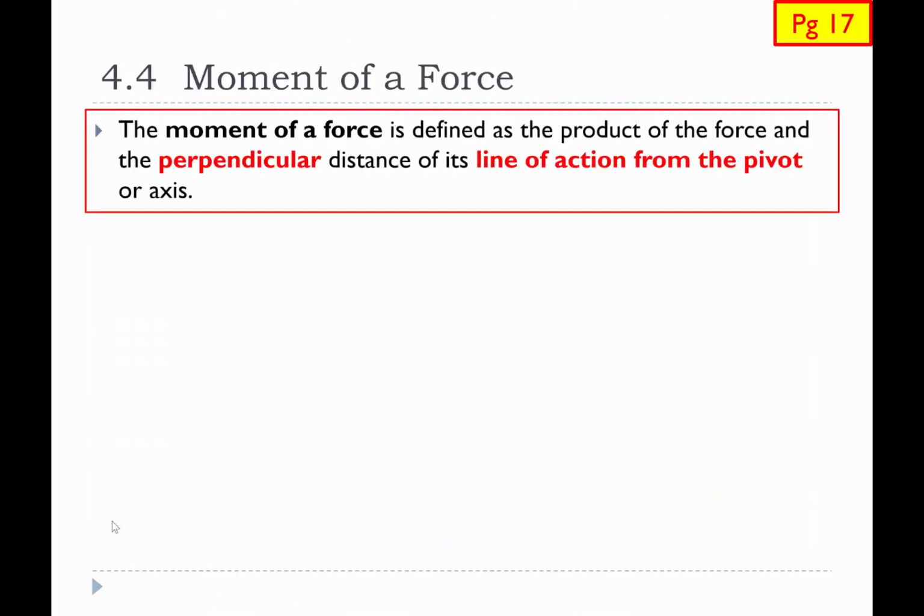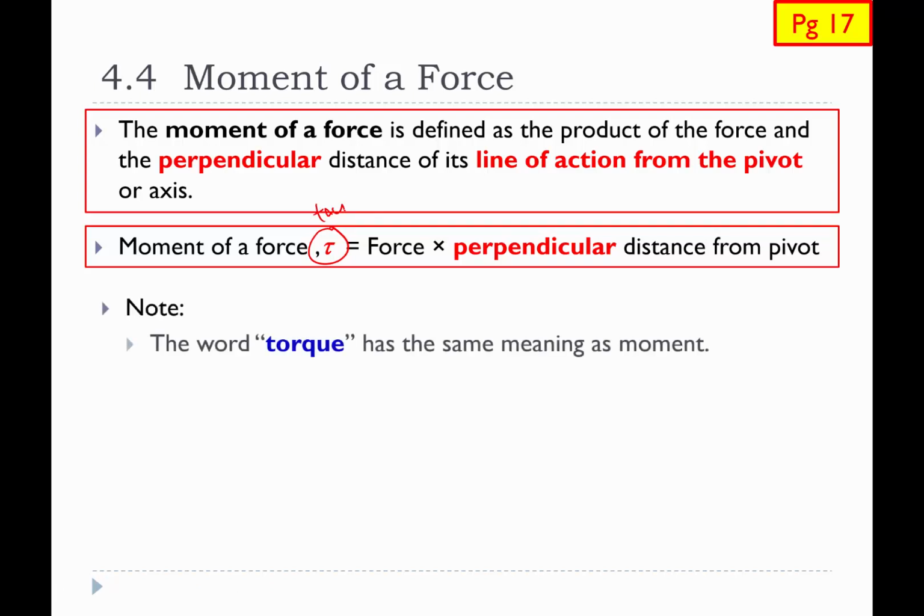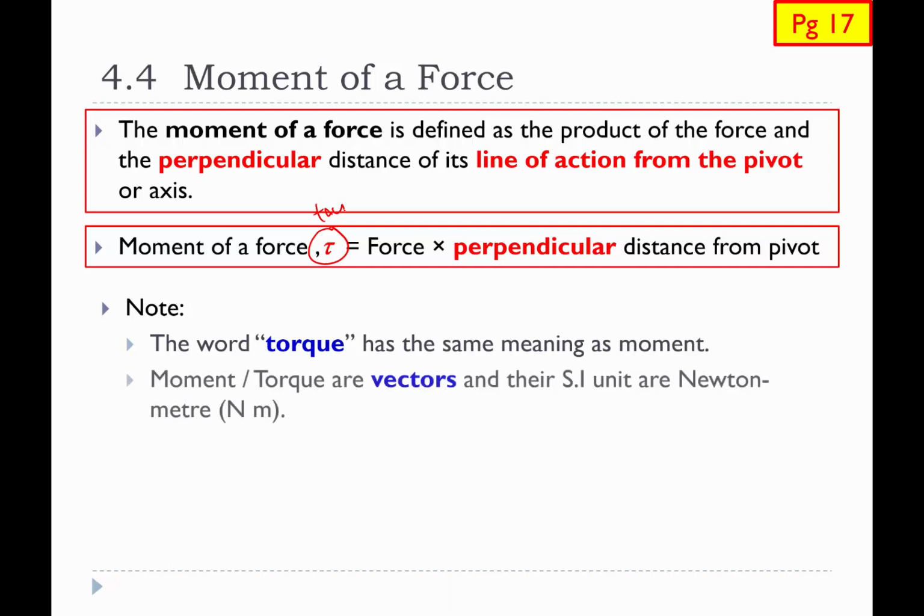Anyway, the moment of a force is defined as the product of the force and the perpendicular distance of its line of action from the pivot or axis. So in equation format, the moment of a force is the force multiplied by the perpendicular distance from the pivot. You see that there is this little Greek letter here. It is called tau, T-A-U. This Greek letter represents torque or moment. The word torque has the same meaning as moment. Moment and torque are vectors, and their SI unit is the Newton meter.